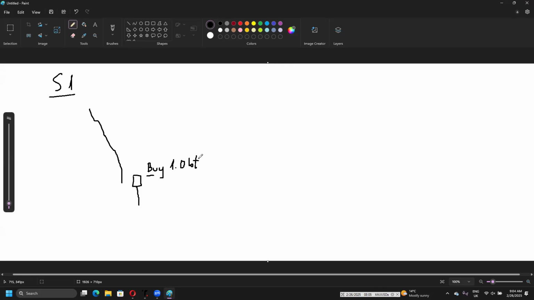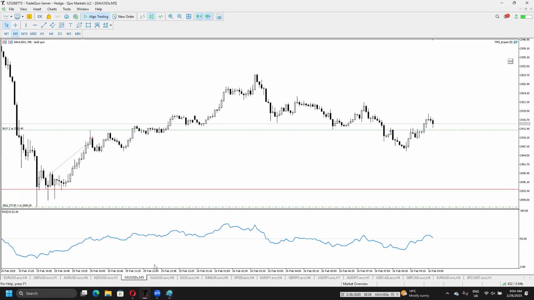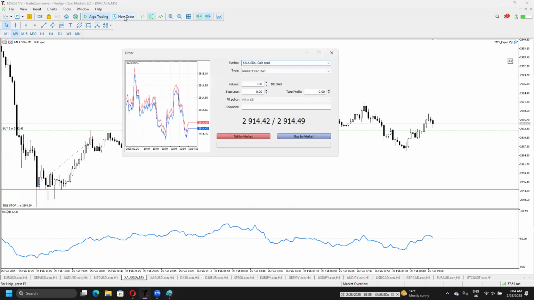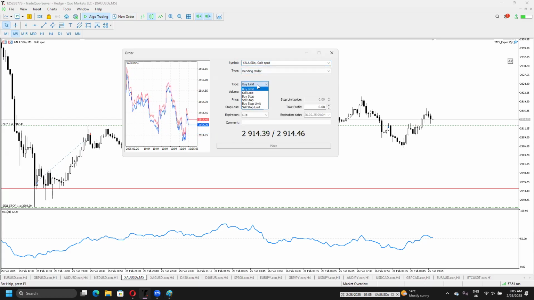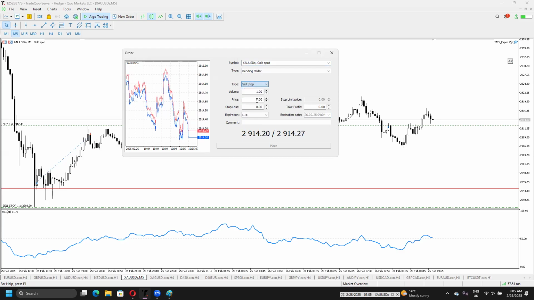If we talk about hedge, you have to replace stop loss with the opposite pending order. So instead of using stop loss, you have to go to the pending order section, which is right here, new order. This is the manual way to do it. Change the type of your order, go to the pending order section and use the sell stop here.